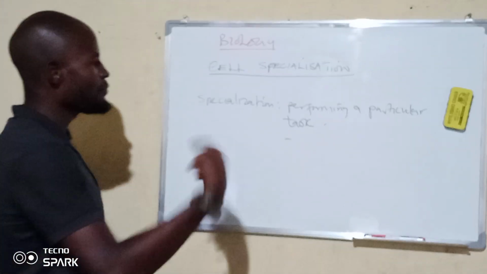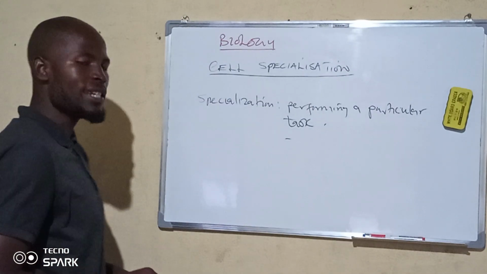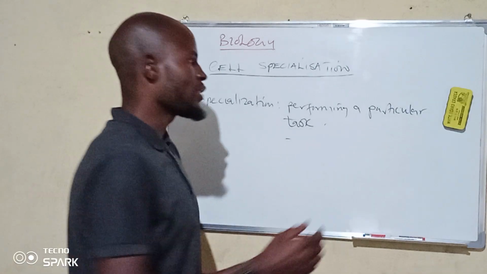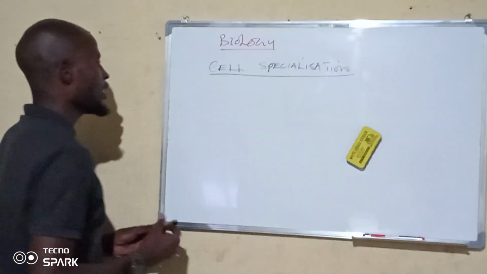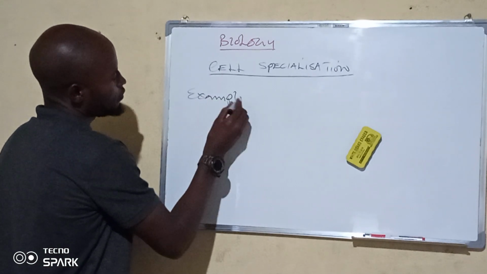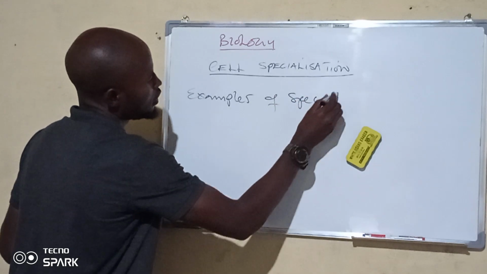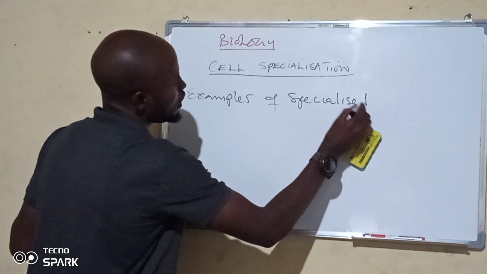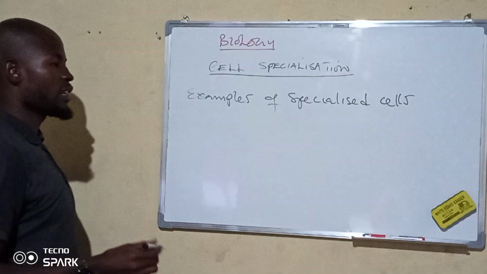So now in biology, we have what we call cell specialization, meaning that each cell performs a particular function. To start with, let us look at examples of specialized cells.